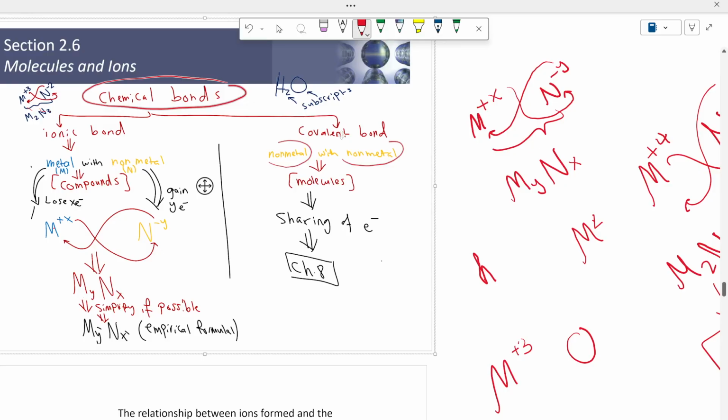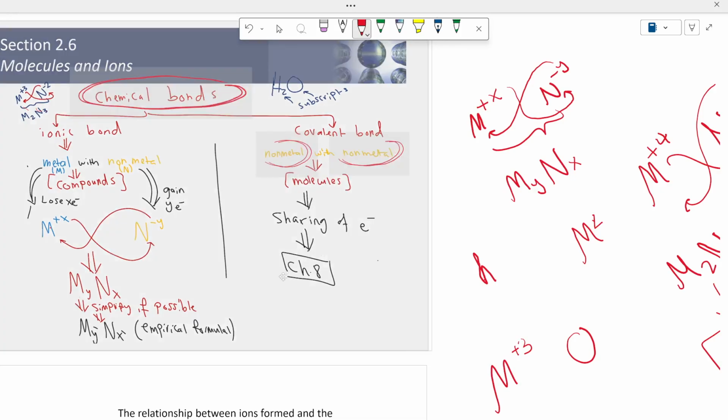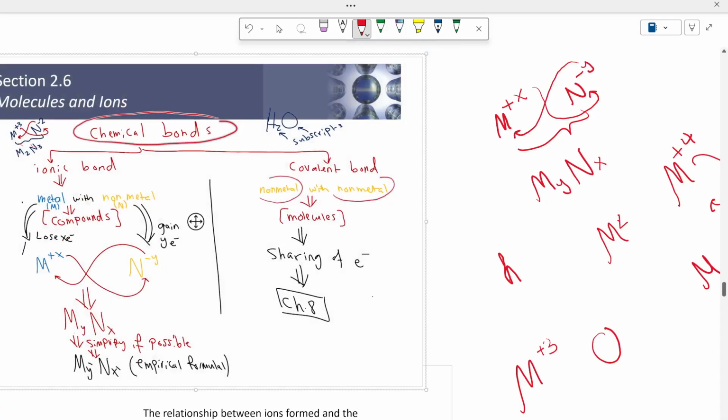Now, covalent bonds. In covalent bonds, as we said, you should have a nonmetal with another nonmetal. You don't have losing or gaining of electrons in covalent bonds, similar to ionic bonds. In ionic bonds, we have losing and gaining. Metals will lose, and non-metals will gain electrons. While in non-metal and non-metal in covalent bonds, we don't have losing or gaining. We have sharing of electrons. And we call the resulted compounds molecules. In chapter number 8, we'll study these covalent bonds in details, inshallah.